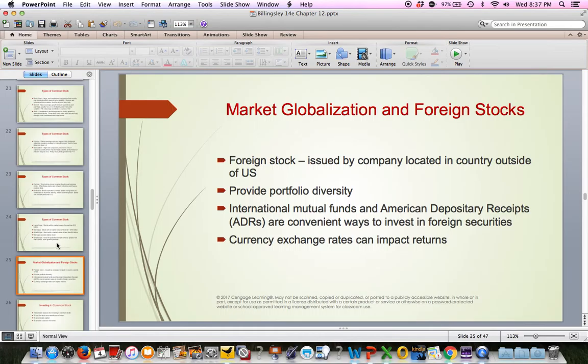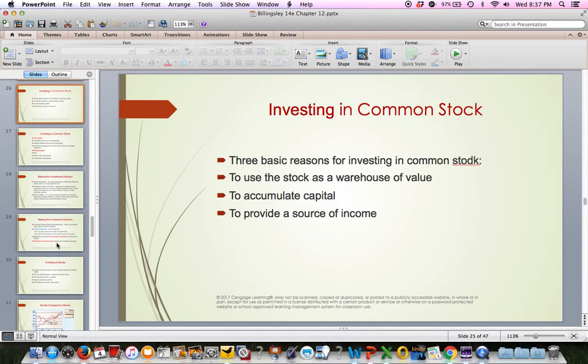It's actually possible to buy foreign stocks if you really want to. It gives you some diversity. However, if you do buy a foreign stock, you have to be concerned about currency exchanges.